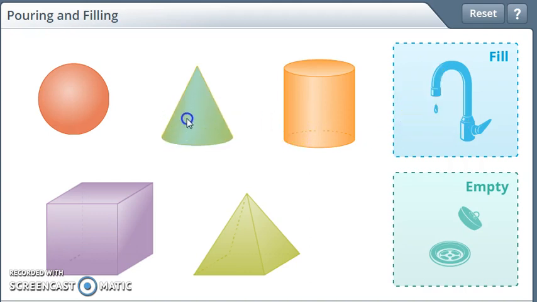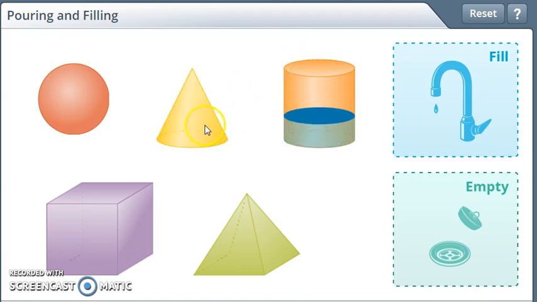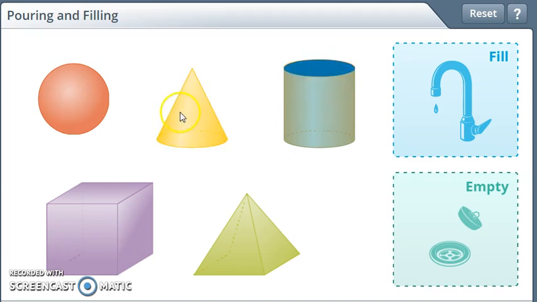and then I'm going to dump that liquid from the cone into the cylinder. You'll notice that it doesn't fill up the cylinder. So what we want to see is how many of these cones is it going to take to fill up the cylinder. So I'm going to fill it up again. Pour that into the cylinder. You'll see it's still not quite full, so I'm going to try it again. Fill it up. And then pour it in there one more time. So you'll see that it took 3 of the cones to fill in the cylinder.